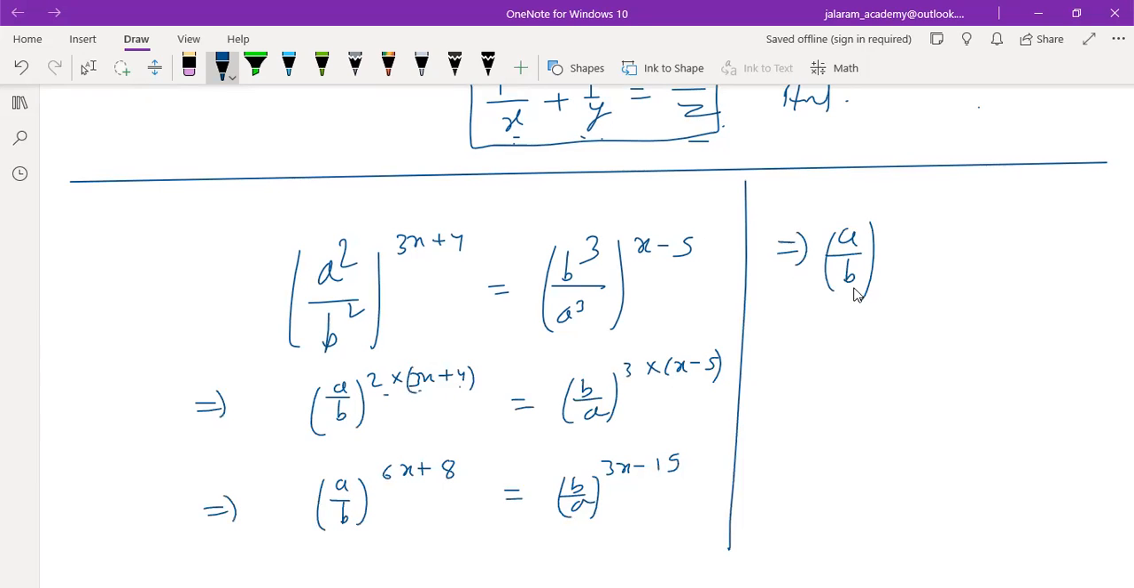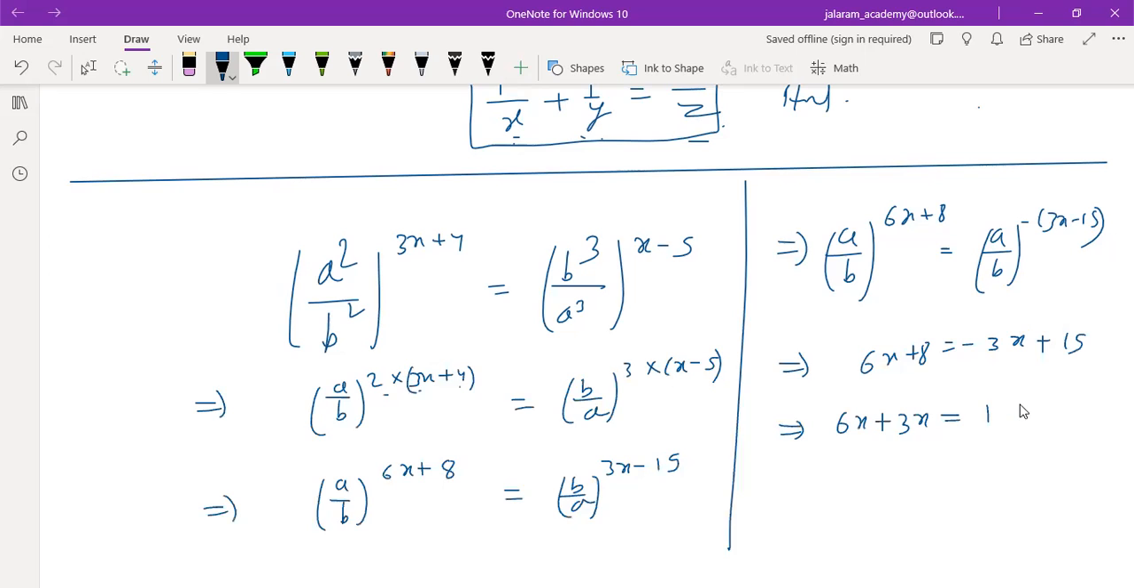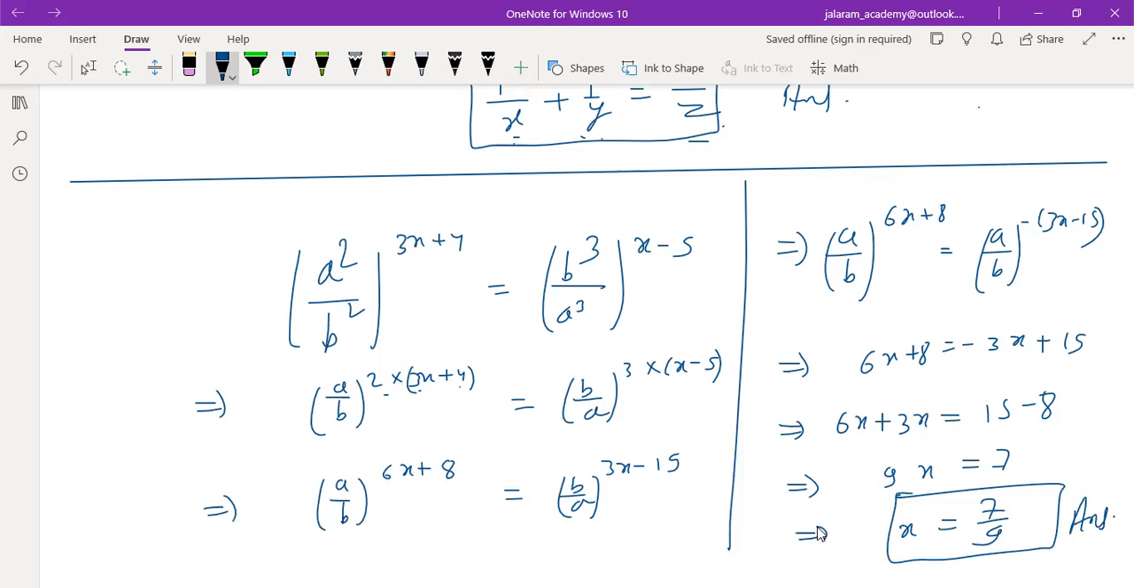It implies a by b, this side power of a by b is 6x plus 8. And if we change this b by a also to a by b, it becomes minus of 3x minus 15. That is 6x plus 8 equals minus of 3x minus 15, on comparing powers both sides. So it is 6x plus 9x equals 7. It implies x equals 7 by 9. Is that clear to everyone? Have you understood or not? Is there any doubt now?